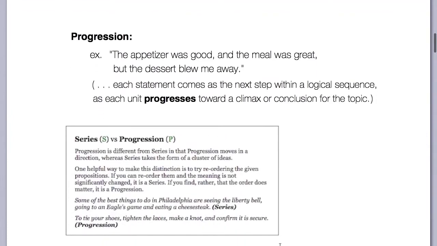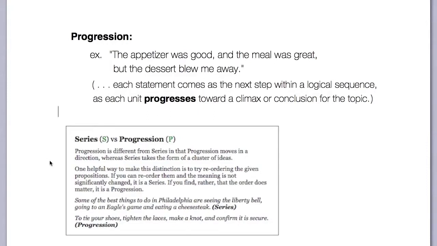In a logical progression, you might say something like, the appetizer was good, and the meal was great, but the dessert blew me away. Each statement comes as a following step within a logical sequence, and each unit is progressing toward a climax or a conclusion for that topic.